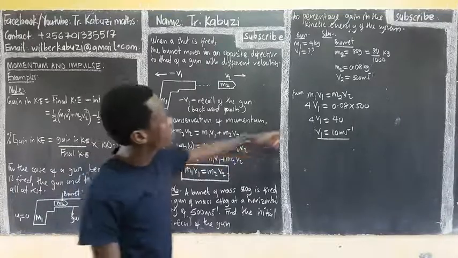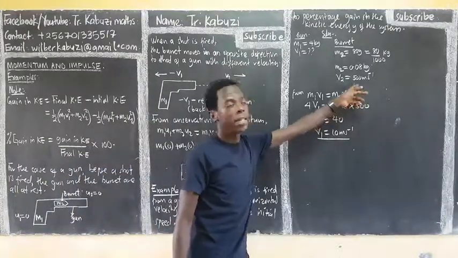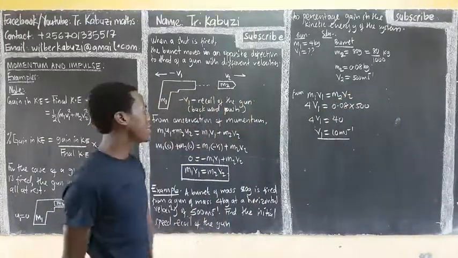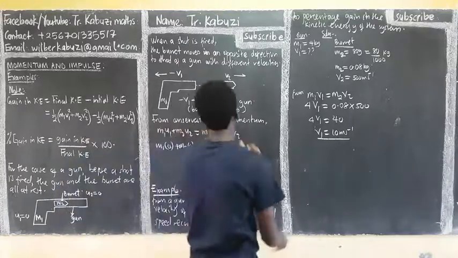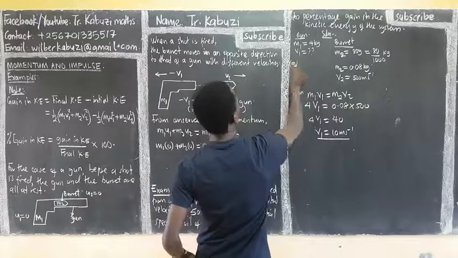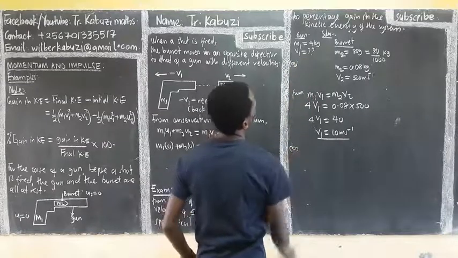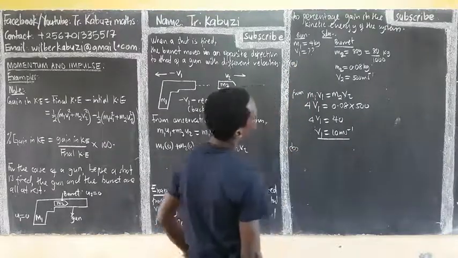So the higher the speed of the bullet, the higher the speed of the gun. That's the idea. So this is part A, find the recoil of the gun. Then part B, find the percentage gain in the kinetic energy.